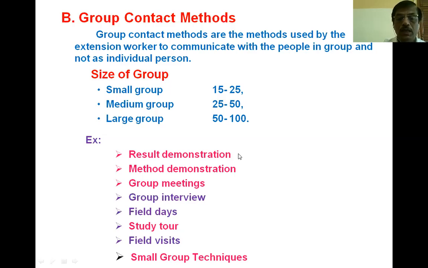How it is a group contact method and how it is an individual contact method will be covered in the future class. Then method demonstration, group meeting, group interview, field days, study tour, field visits, and small group techniques. These are the examples of group contact methods. The orange ones, result demonstration, method demonstration, group meeting, study tour, and small group techniques will be covered in detail in the future classes.